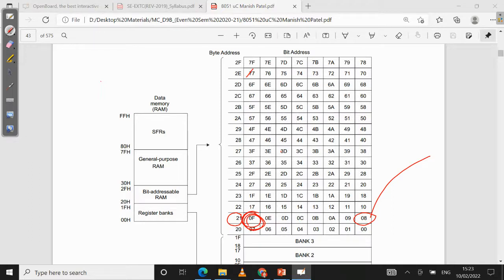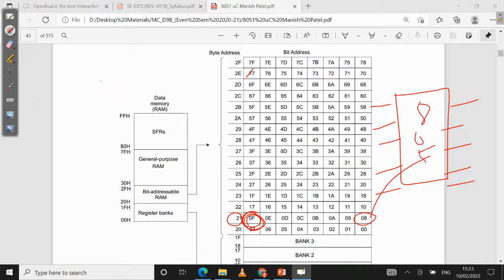I think we can stop for today. In the next lecture, we will be talking about the pin configuration. We have to understand the 40 pins of the 8051, the significance and importance of each pin. So I think we can stop for today.